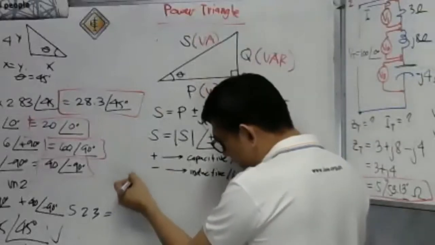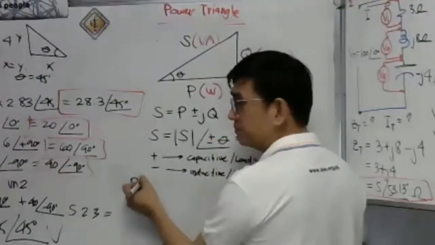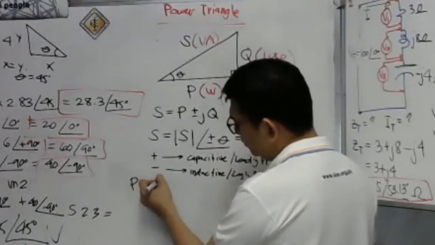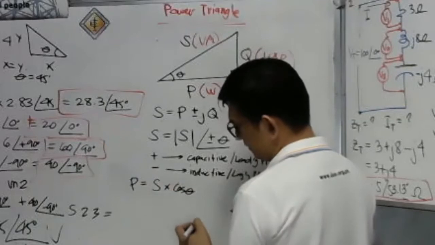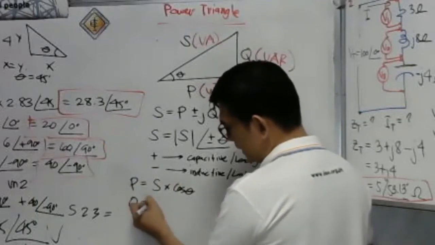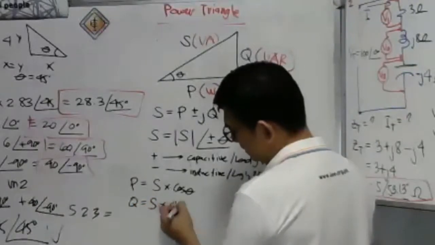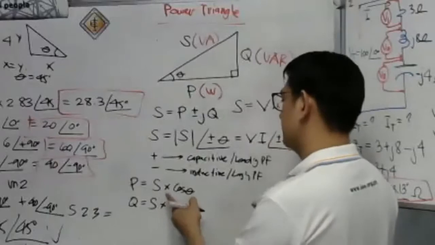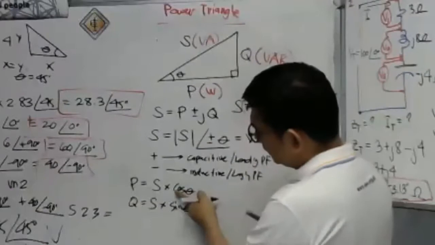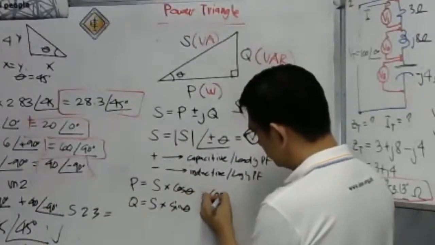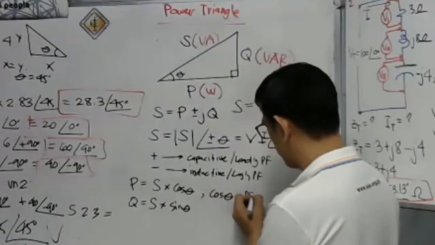Now, we have here our P. Our P is equal to S multiplied by cosine theta. Our Q is equal to what? S multiplied by sine theta. Of course, we may replace S by volt ampere. The cosine theta, take note, is what we call the power factor. PF is the power factor.